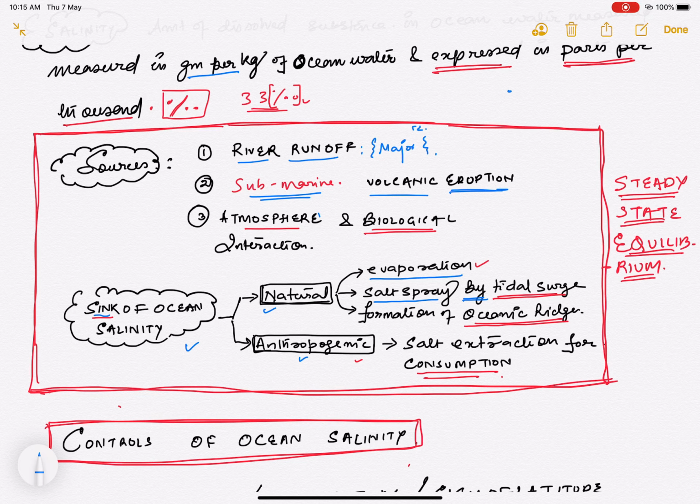Next is your formation of oceanic ridge. What do you mean by oceanic ridge? I have already explained it in the basic concepts of oceanography. Oceanic ridges are formed at the divergent plate boundary. Whenever these oceanic ridges are formed, they absorb calcium, mineral, and potassium salts, hence reducing the salinity of the ocean water. Last but not least, it's your anthropogenic cause. Anthropogenic cause involves salt extraction for consumption. This salt extraction for consumption also leads to a decline in the salinity within the ocean.